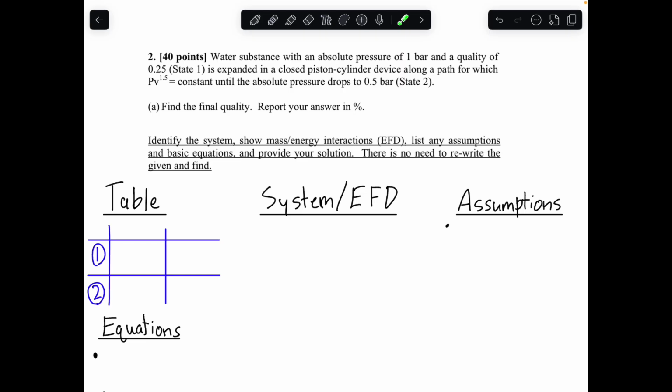I'm just going to focus on part A for this first part of the video, which asks us to find the final quality and report our answer in percentage. For a lot of these longer multi-part problems, it's going to give us a block like this where it asks us to basically just set up the problem first. So we want to identify the system, show the mass and energy interactions in the EFD, list any assumptions and basic equations, and then we get to providing our solution.